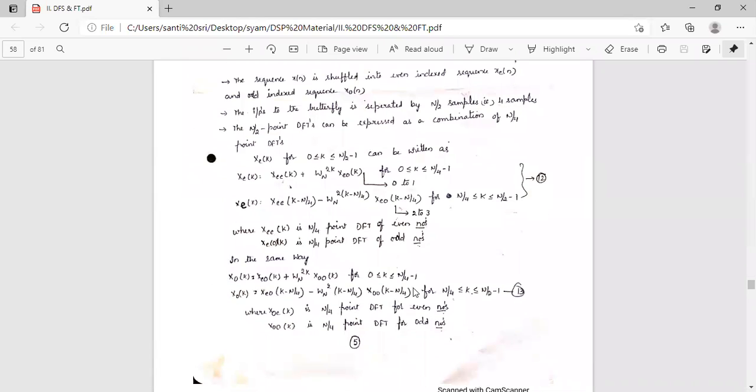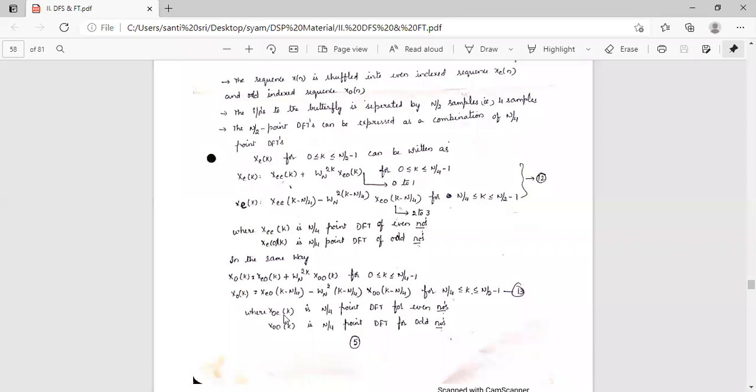So xee of k is the n by 4 point DFT of even numbers, and xeo of k is the n by 4 point DFT of odd numbers. In the same way, xo of k is xoe of k plus wn power 2k into xoo of k for 0 less than or equal to k less than or equal to n by 4 minus 1, and xo of k equal to xoe of k minus n by 4 minus wn power 2 into k minus n by 4 into xoo of k minus n by 4 for n by 4 less than or equal to k less than or equal to n by 2 minus 1. That is equation number 13.